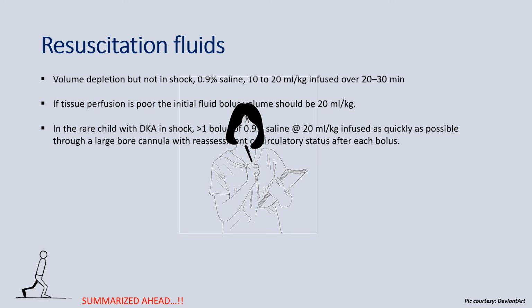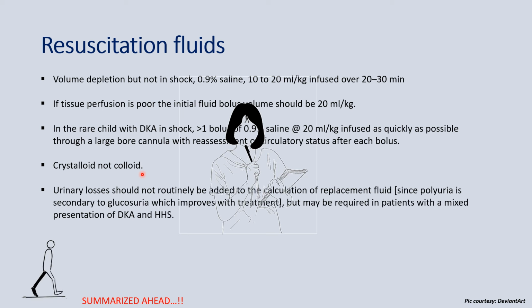In the rare child with DKA in shock, more than one bolus of 0.9% saline may also need to be given at the rate of 20 ml per kg as quickly as possible through a large bore cannula, with reassessment of circulatory status after each bolus. The fluid used should be crystalloid and not colloid, and the osmolality we have already discussed, 0.45 to 0.9.